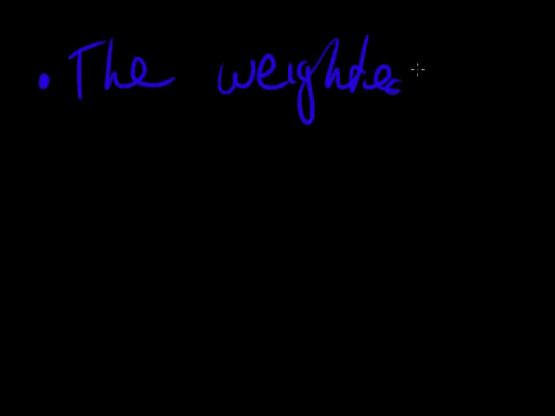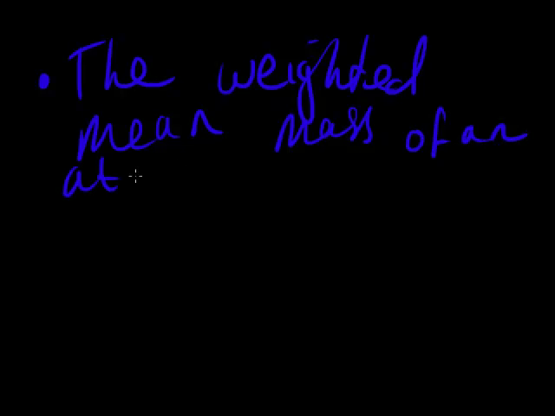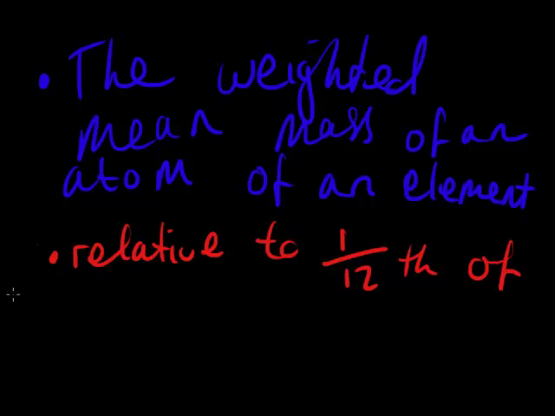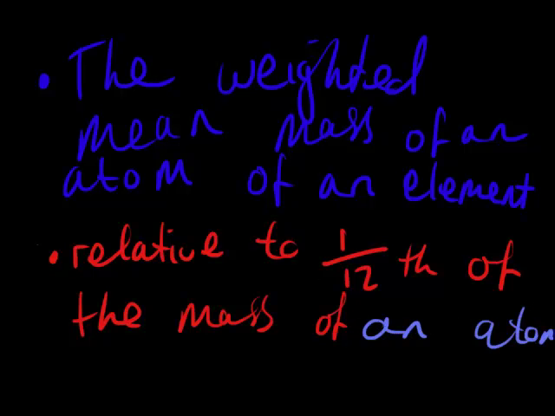Now, the formal definition for relative atomic mass is the weighted mean mass of an atom of an element, and I'll use a different color here, I'll explain why, relative to 1/12 of the mass of an atom of carbon-12. And this is a particular isotope of carbon. I'll write it like this: carbon-12.